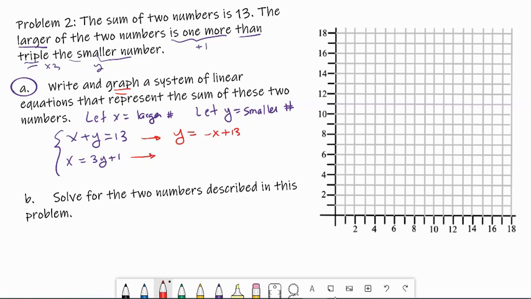This second equation, we're going to subtract 1 over to the left-hand side. But now we need to divide everything by 3 so that y is isolated. So y equals 1/3 x minus 1/3. And we have our two equations that we can graph.